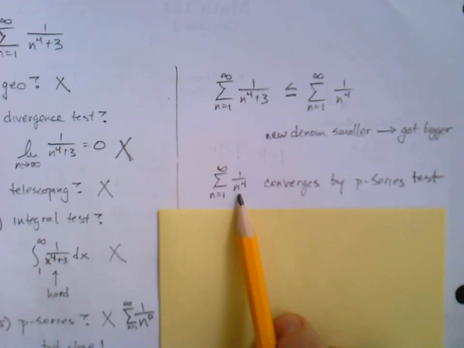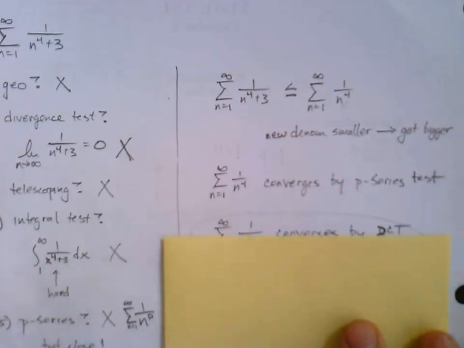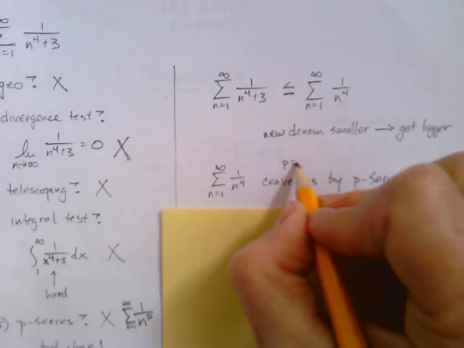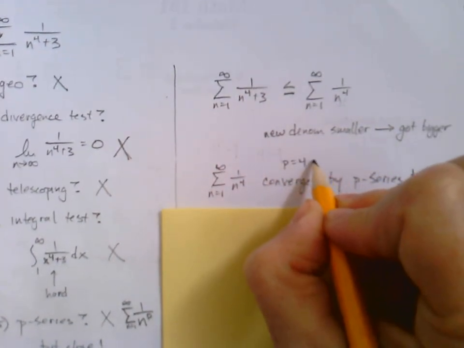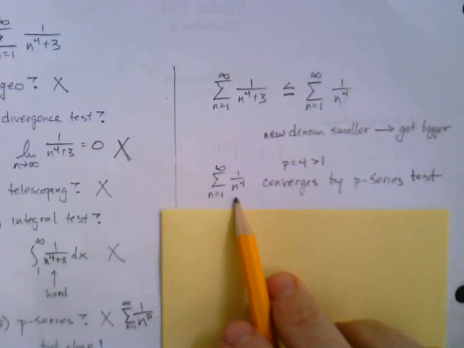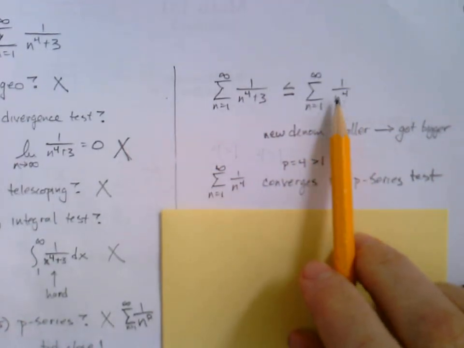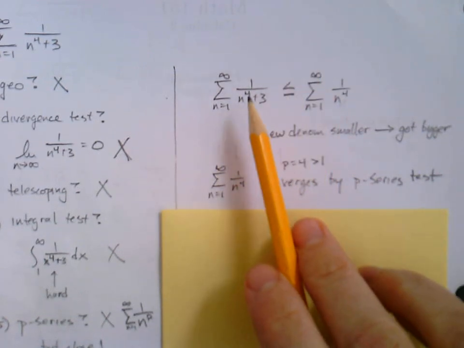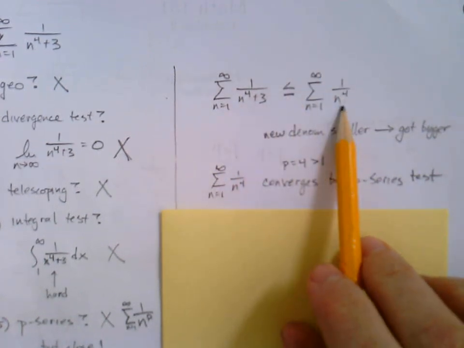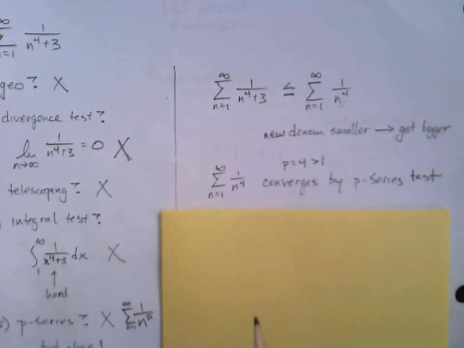My new series converges by the p-series test, right? P equals 4, which is greater than 1. So it converges by the p-series test. Well, hey, here's the logic. If this one converges and it's always bigger than this one, every individual term is bigger or equal, and it converges, then certainly if I make the term smaller, it's still going to converge.